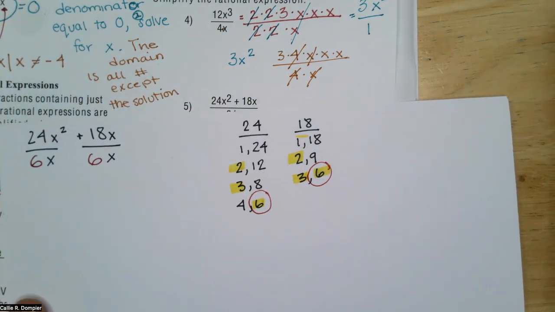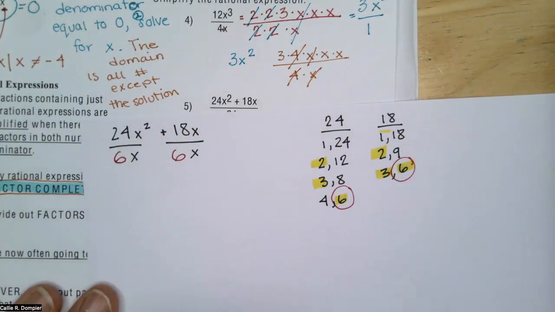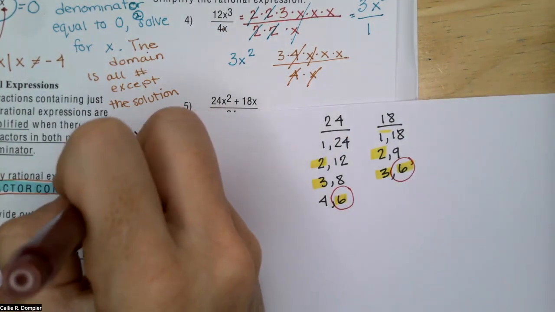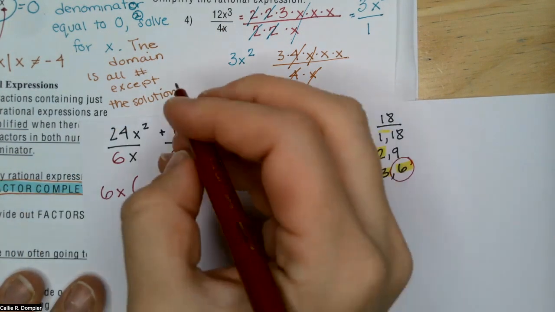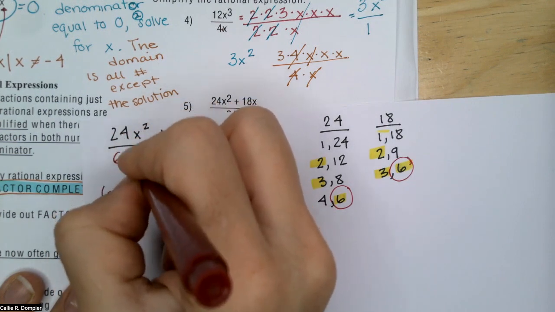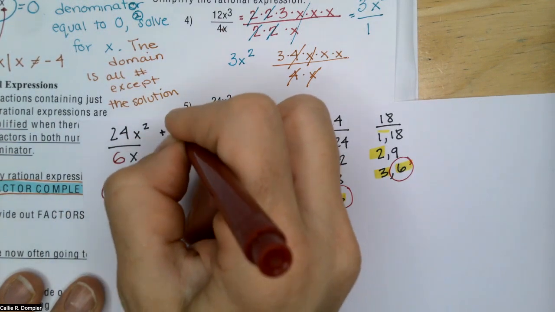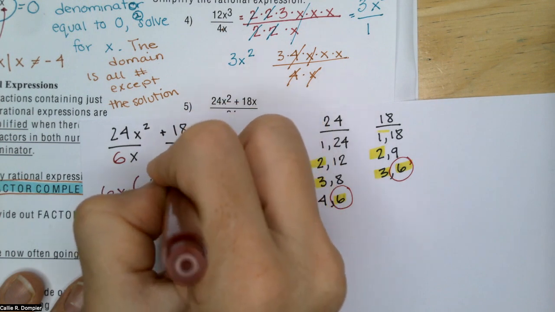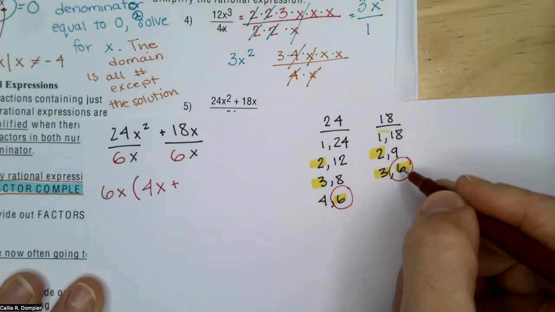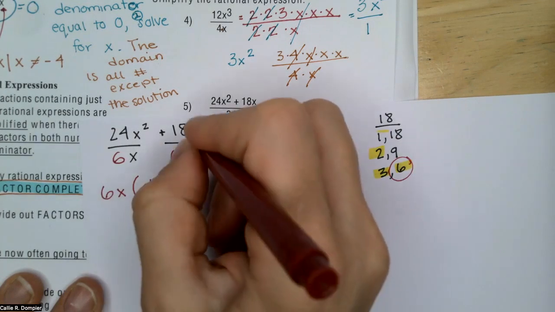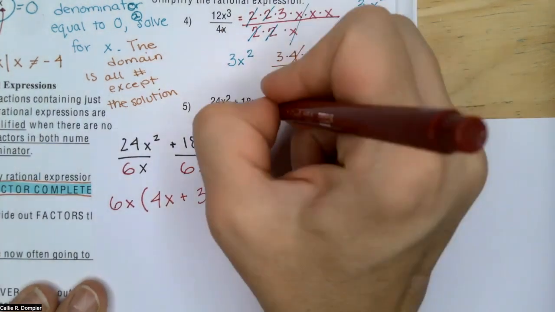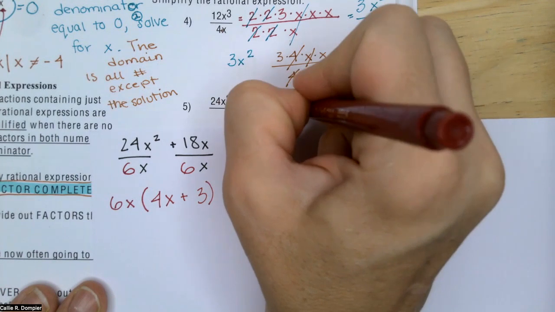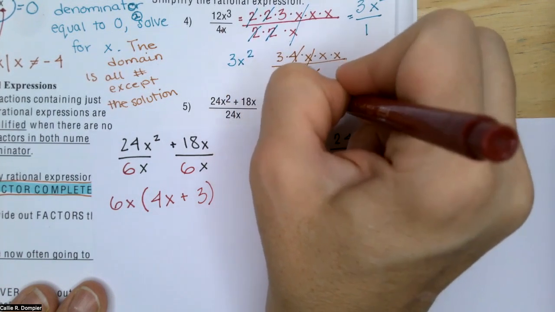Good. We're going to factor out a 6x from 24x squared plus 18x. 24 divided by 6 we know is 4. X squared divided by x is x. Positive 18, so we know it's going to be a plus. 18 divided by 6 we decided was 3. X divided by x gets rid of the x. So we have simplified 24x squared plus 18x to 6x times (4x plus 3).